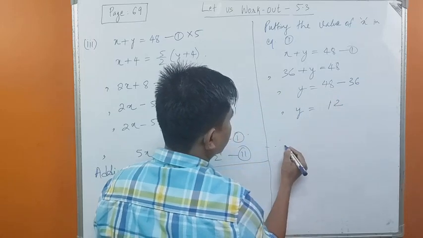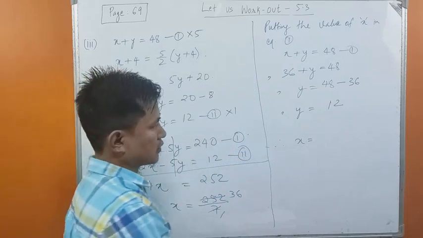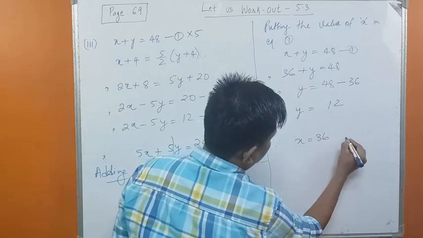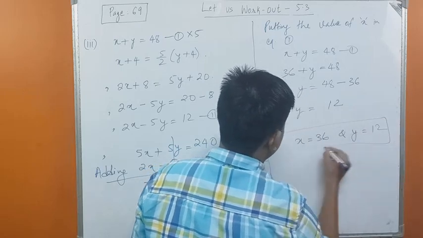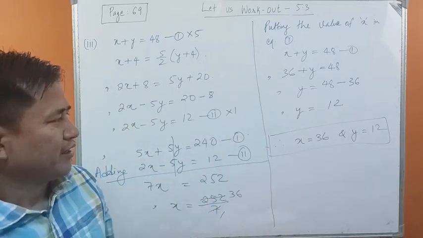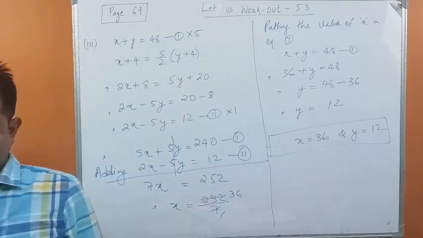Okay, therefore x equals 36 and y equals 12. So this is the answer for question number 3. The value of x is 36 and the value of y is 12. Let us do the next question.